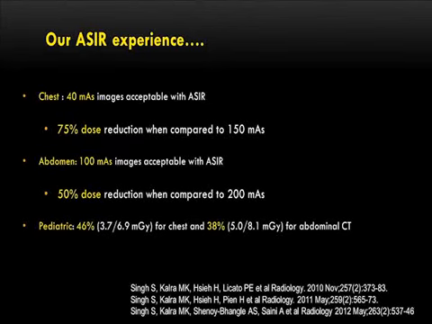In chest, we felt we could go down to 40 mAs compared to our standard, which is 150. In abdomen, we could go down to 100 compared to 200. And in kids, we could go down roughly 30 to 40% dose reduction based on the CTDI.